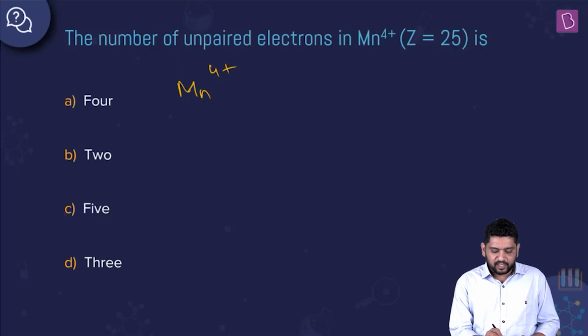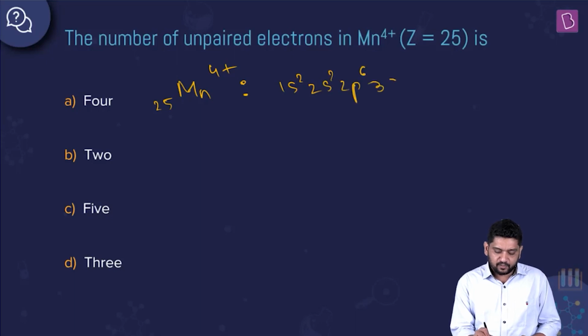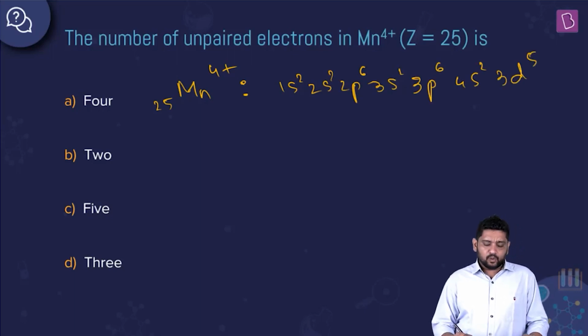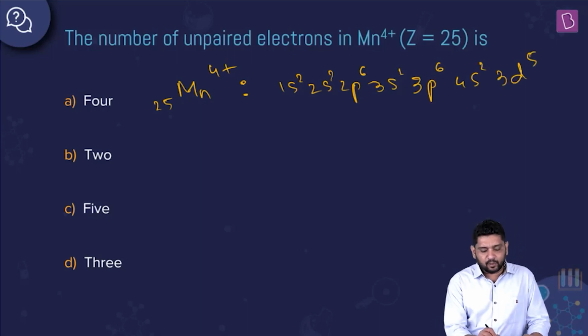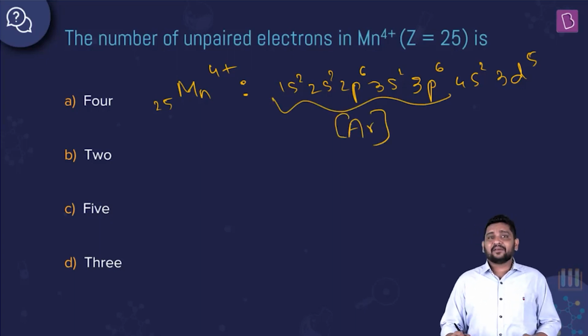So manganese, originally atomic number 25, would mean that you have 1s2, 2s2, 2p6, 3s2, 3p6, 4s2, 3d5. This is how it normally will be, right? It's up to you if you want to write this whole thing as Ar, atomic number 18, till 18, you can write like this, then 4s2, 3d5, that's up to you.